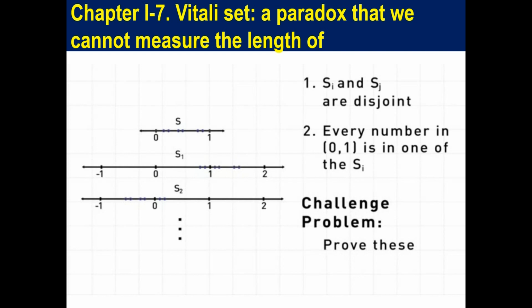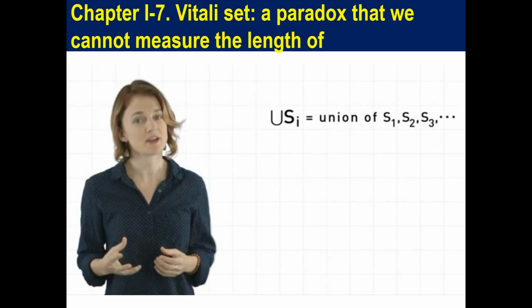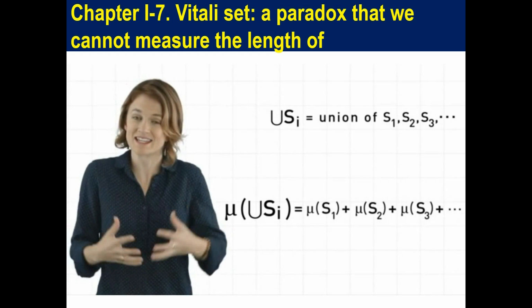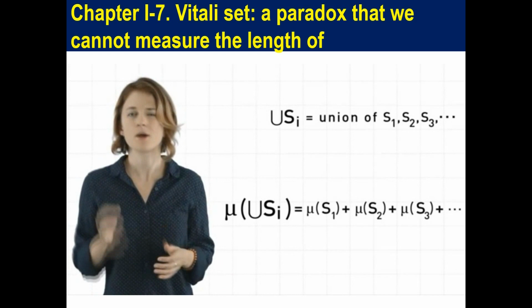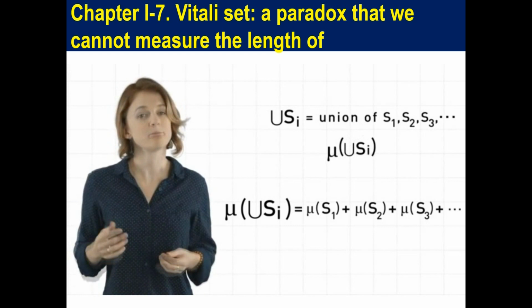Now, let's take the union of all the S1, S2, S3, and so on. In other words, we're going to stick them all together. Because they're disjoint, by the property of countable additivity, the size of the union is equal to the size of S1 plus the size of S2 plus the size of S3, and so on. We also know that the union is inside the interval negative 1 to 2, so its size has to be less than 3. But, by the first observation, it includes the entire interval 0 to 1. So its size has to be bigger than 1. In other words, the size of the union must be between 1 and 3.